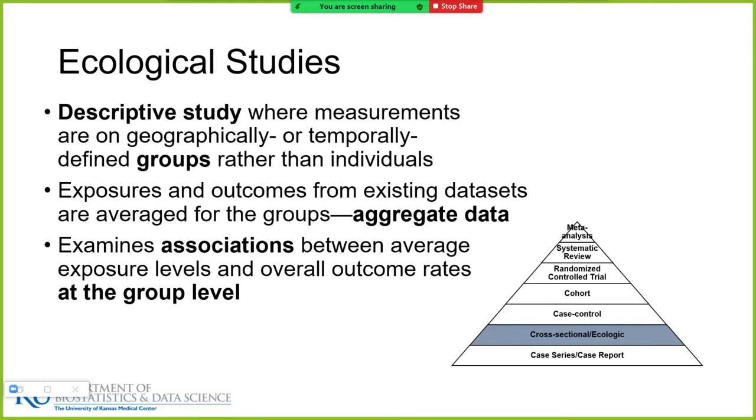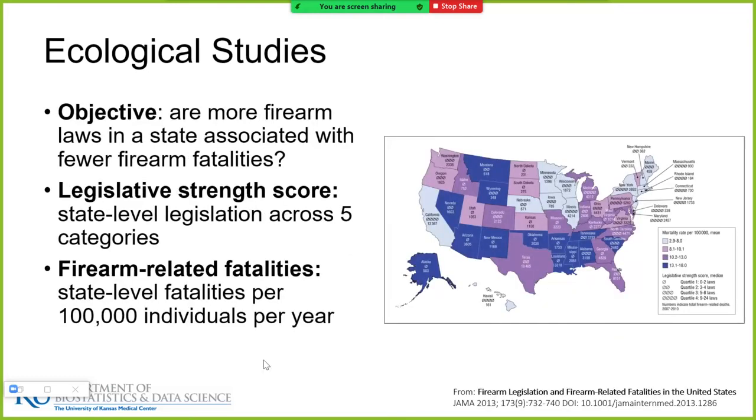And then we use that aggregate data to examine associations between average exposure levels and average outcomes at those group levels. Here's an example of an ecological study looking at the association between the strength of firearm legislation and the rate of firearm-related fatalities across all the 50 states in the United States. We don't have data on each individual. We have data at the state level, and we're asking whether more firearm laws in a state are associated with fewer firearm fatalities.